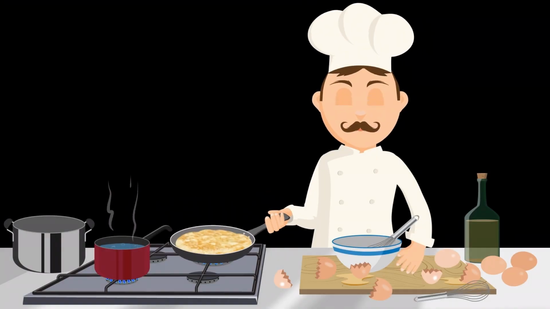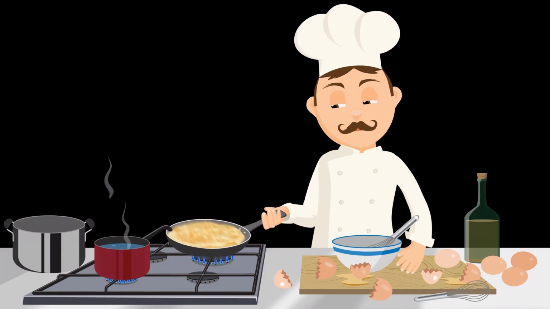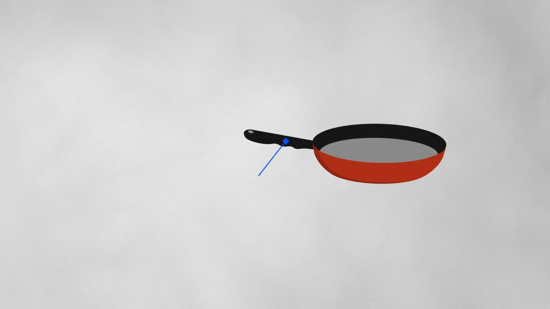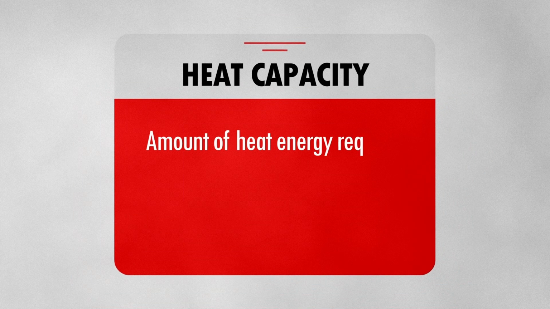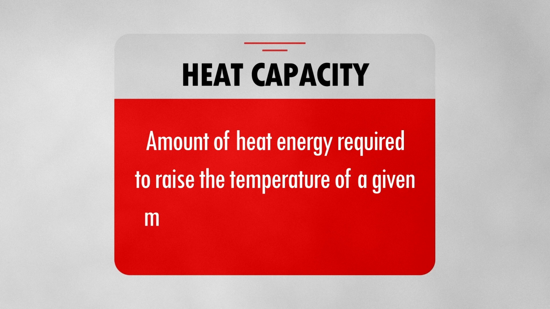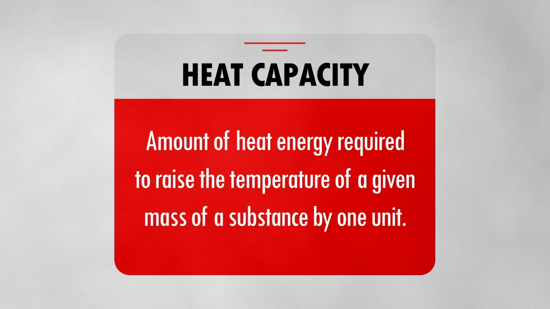Have you ever wondered why we don't burn ourselves while using a pan? Of course, the handle protects us, but why doesn't it get as hot as the pan? This is due to the handle's high heat capacity as compared to that of the metal pan. Heat capacity is defined as the amount of heat energy required to raise the temperature of a given mass of a substance by 1 unit.